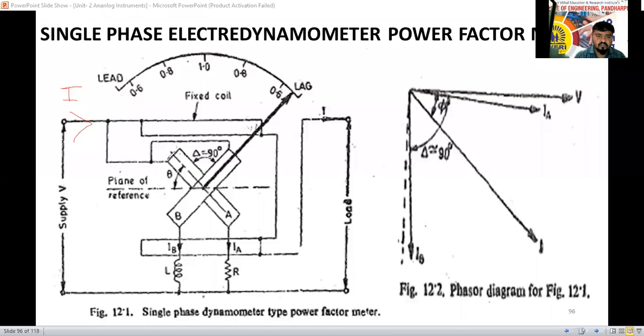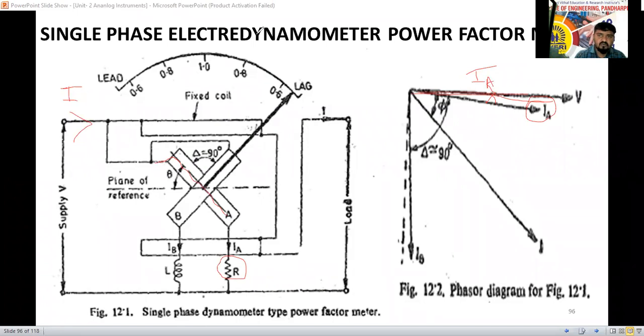The current flowing through coil A, which is connected to the resistance load R, is called Ia. There is a small error here. Ia is in phase with the voltage V.